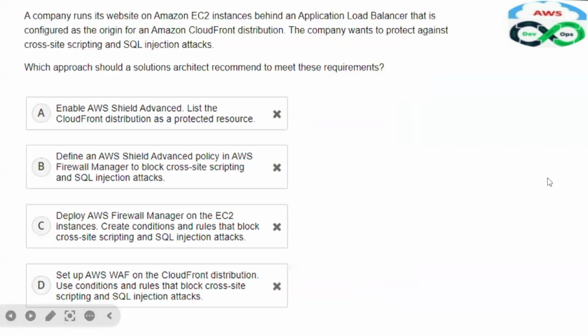Okay, so a company runs a website on EC2 instances behind an application load balancer that is configured as the origin for the CloudFront distribution. The company also wants to protect against cross-site scripting and SQL injection attacks. See the other keyword here. Straight away boiling down our answer to WAF, right? You can see here, cross-site scripting, SQL injection attacks. Straight away it will be the WAF. Okay, so let us pick the answer which is having WAF.